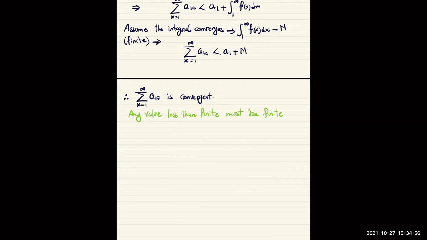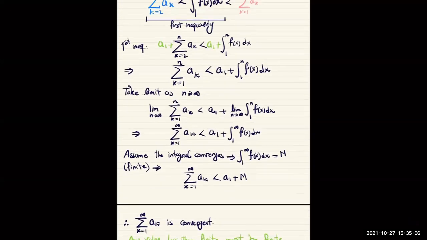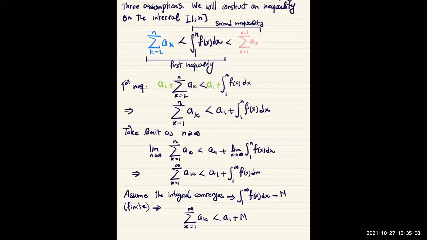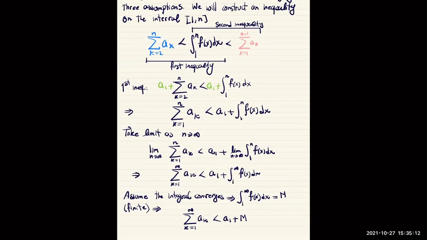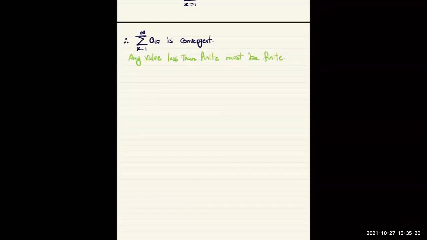Well, what about divergence? We haven't proved the fact that if the integral diverges, then the series is going to diverge. For that, we are going to take the second part of the inequality. So again, this was the first inequality. Now let's write down the second inequality.